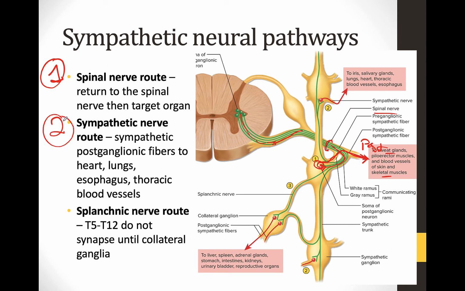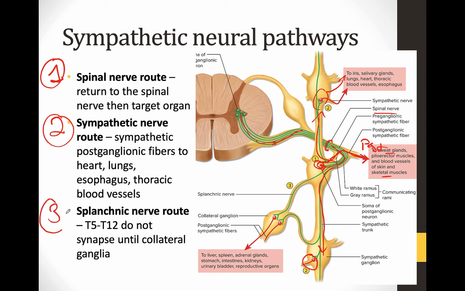Route number 2 is called the sympathetic nerve route. So it's going to again start here in the spine, come down this ventral root out into the spinal nerve. And then instead of synapsing here, this can go either up the sympathetic chain ganglion or down the sympathetic chain ganglion. So down here we can see one synapsing to go to different organs at the lower level from the spine, and then this one going to different organs from the upper level, so places like salivary glands, lungs, heart, all of the thorax, esophagus.